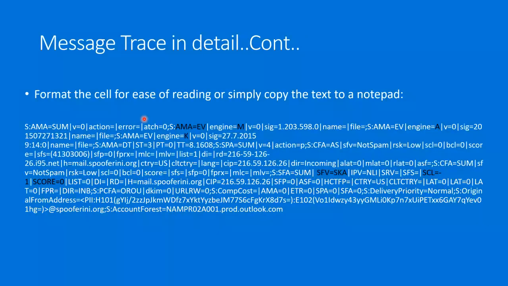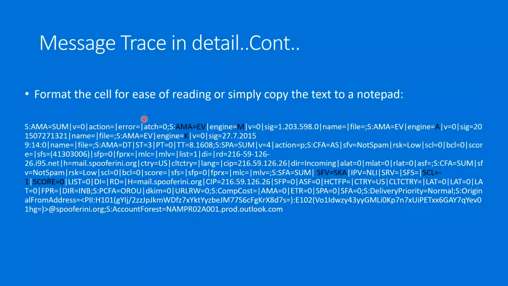SFE=SKA. This parameter helps us identify that the message was skipped for filtering and was delivered to the inbox because there was an allowed list in the spam filter policy. It's basically an allowed list. It acted on this particular email, skipped the spam filtering, and delivered that email to the respective intended recipient.